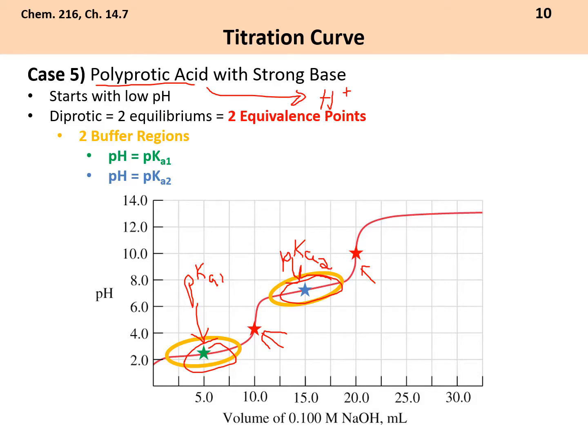We could also have a triprotic acid, which would have 3 of these. A tetraprotic would have 4 of those, etc. I've had biochemistry students, the merger between biology and chemistry, come in with these types of problems because once you get to things like proteins and even nucleic acids like DNA, you end up with polyprotic acids. So you have to deal with this there. But we're not going to really deal with case 5 much here.